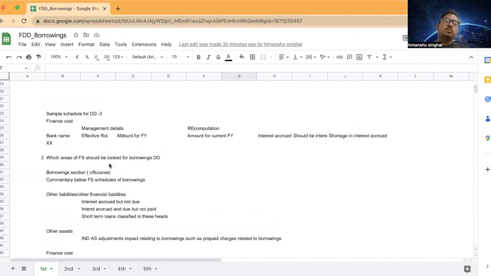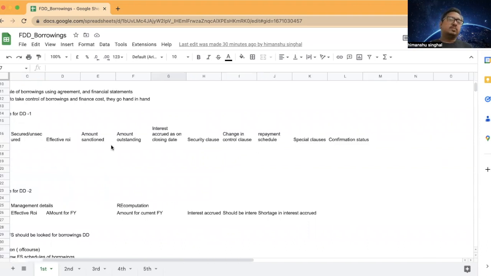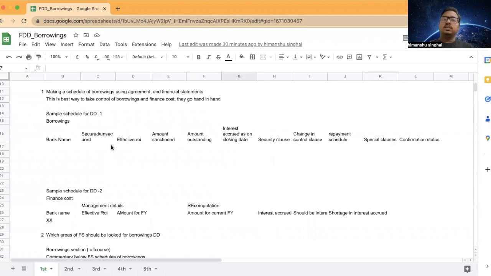Now, how will you start? To take control of borrowing, you need to create two schedules. First will be on the borrowing. I have presented a simplistic one. I generally get my team to make a similar kind of thing: a subset of this when borrowings are not complex, and a little longer version where the borrowings are more complex.